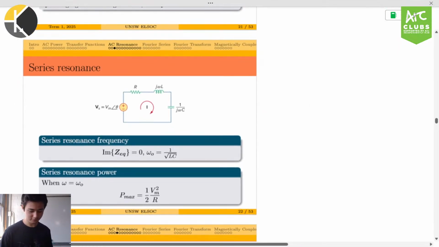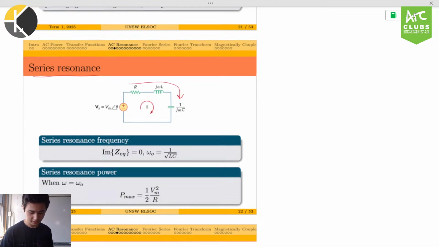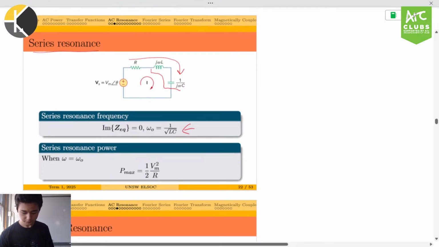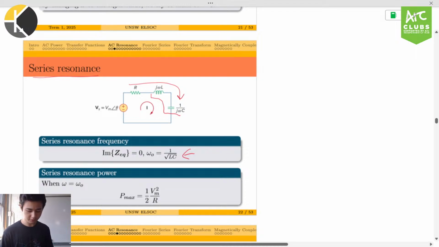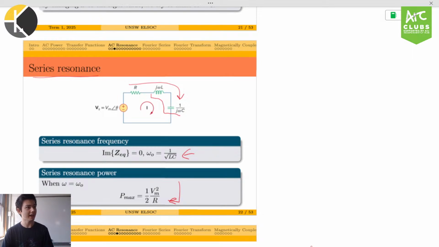So, first up, series resonance. What we do here, we understand that R, L, and C are all in series. And so resonance condition, imaginary components sum to 0. We get resonance frequency of 1 over square root LC. Okay? So moving forwards, we can also talk about resonance power. This is just the power supplied by the source at resonance.